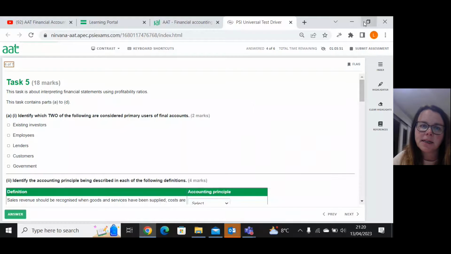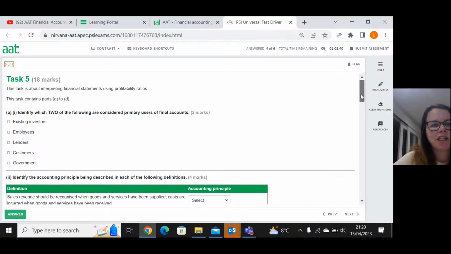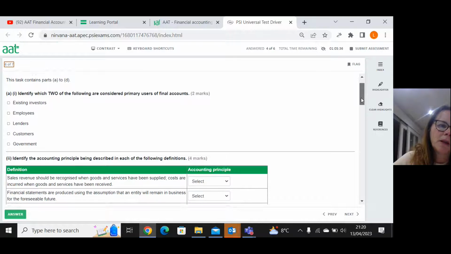Hello, this is the fifth task on the second FAPS exam, level 3. So 18 marks about interpreting financial statements using profitability ratios.